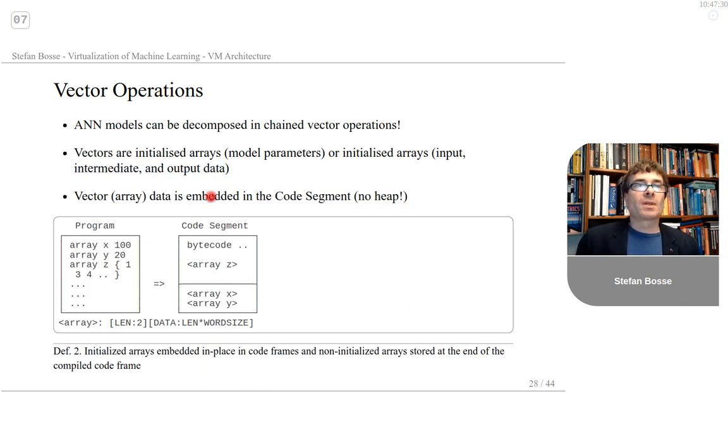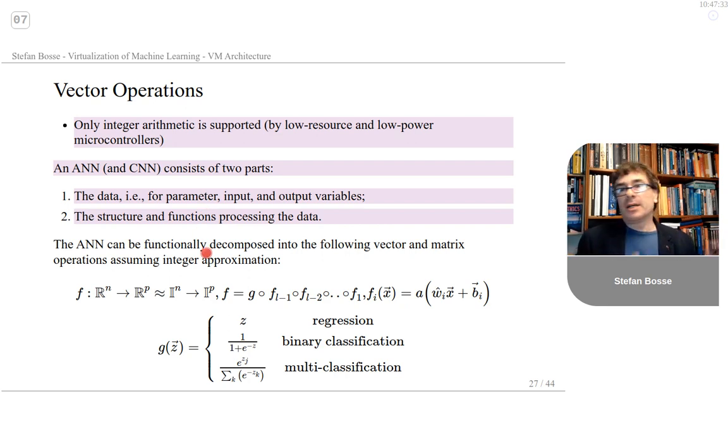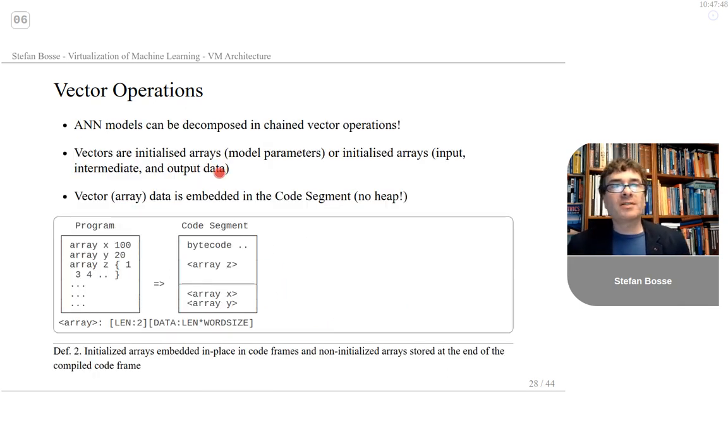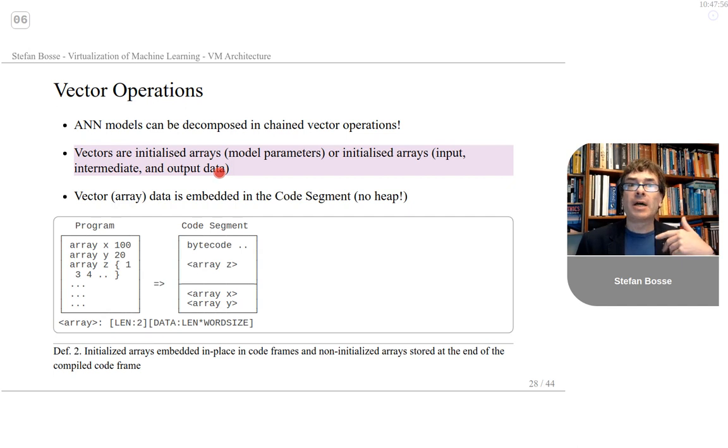And the basic idea is that each ANN and CNN can be decomposed in basically a chain of function applications. This means we transform a neural network, for example, an artificial neural network, in a sequence of vector operations. These vector operations use vectors, and that can be initialized arrays, for example, model parameters, or arrays like input, intermediate, and output data. And an important feature is vector array data is embedded in the code segment.